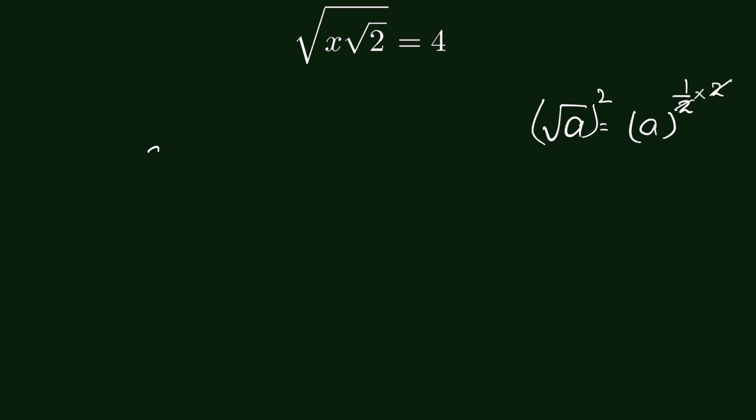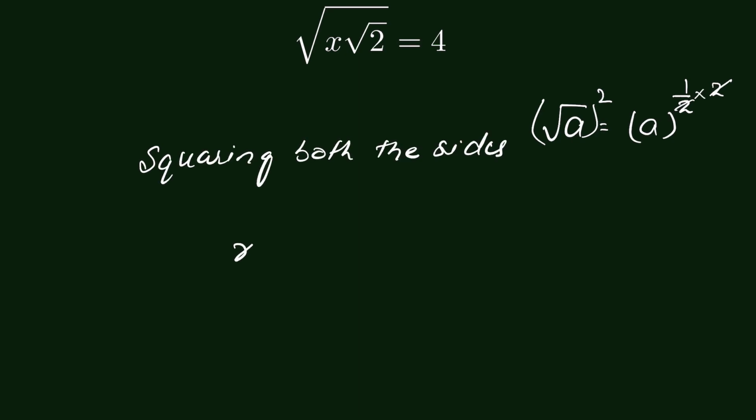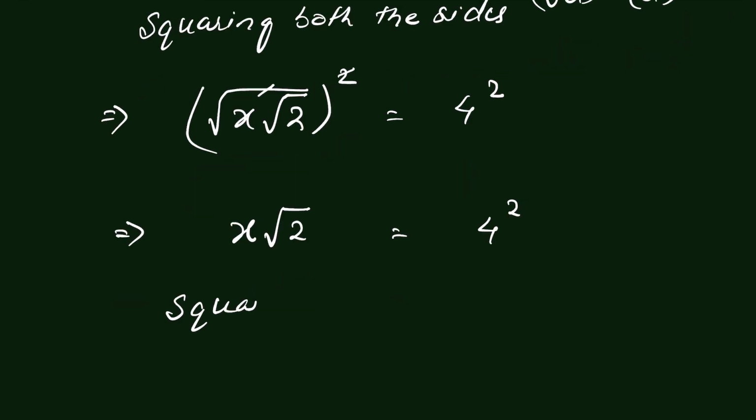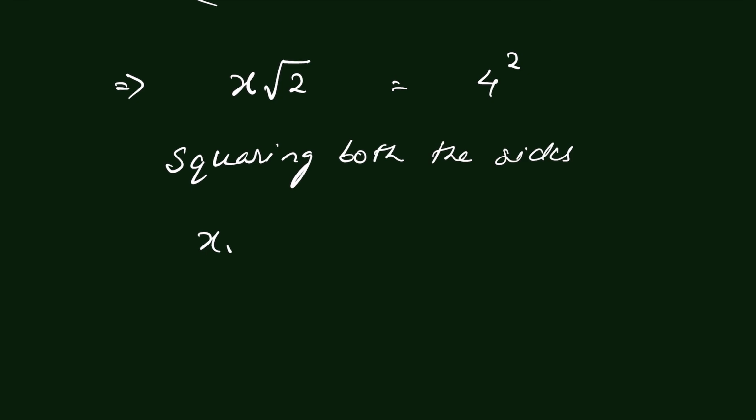So let's square both the sides. Squaring both the sides, x times square root of 2 under square root whole square is equal to 4 square. Now we remove the square root with the square. Now it is x times square root of 2 is equal to 4 square. Again squaring both the sides. So it is x times square root of 2 whole square, then 4 square whole square.